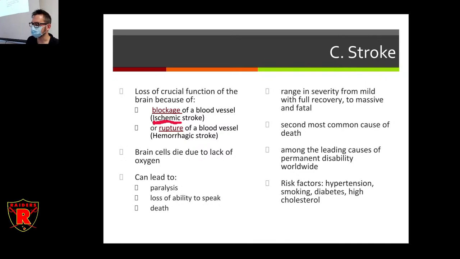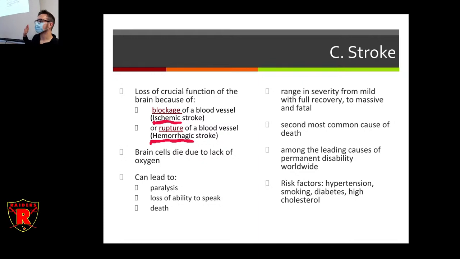It's also possible to have another type of stroke called a hemorrhagic stroke. A hemorrhage is when you have bleeding or a breaking of a blood vessel. So if one of your blood vessels in your brain breaks, it will leak blood into the spaces in between your cells, and you don't get proper perfusion of oxygen to your brain because of the leak that's happening, and you also get a buildup in pressure and all kinds of other problems that happen.